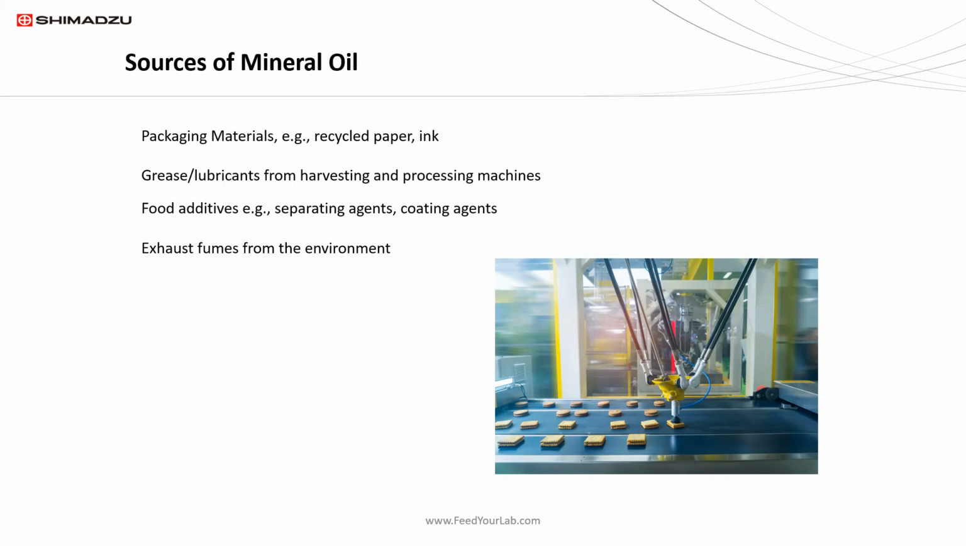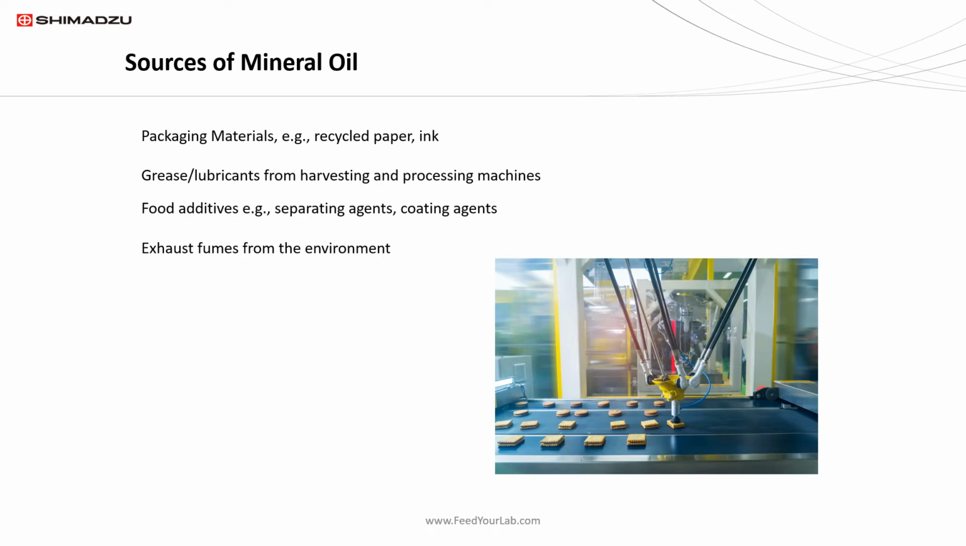So where are these mineral oils coming from? Well, there are multiple sources. They can come from the packaging material that includes the recycled paper and some of the ink that's used on labeling the foods. But also anytime there is a machine involved in processing the food, like the one shown here in the picture, or a harvesting machine, so anything that requires a grease or lubricant to function. But also food additives such as separating agents, coating agents, and things of that nature.